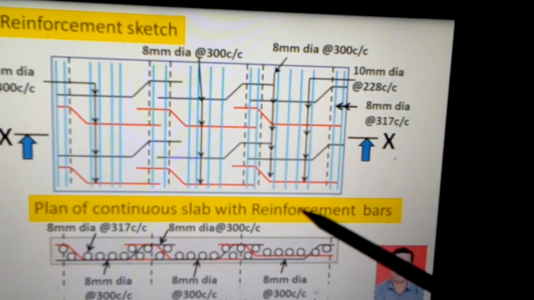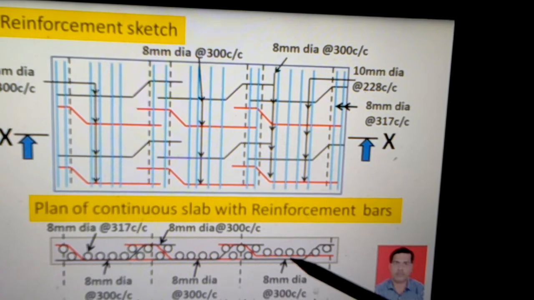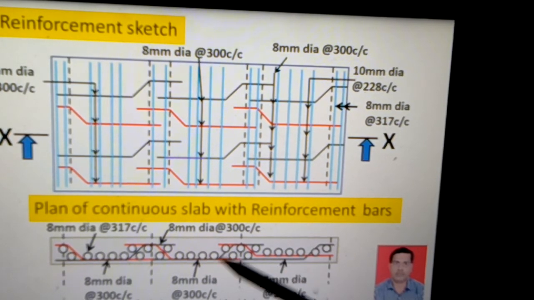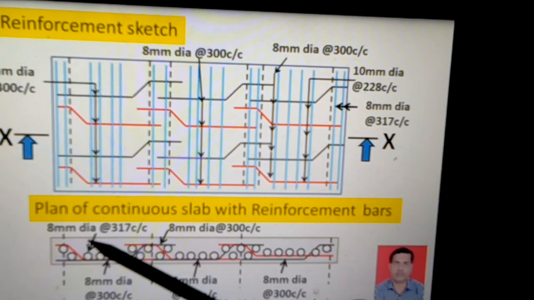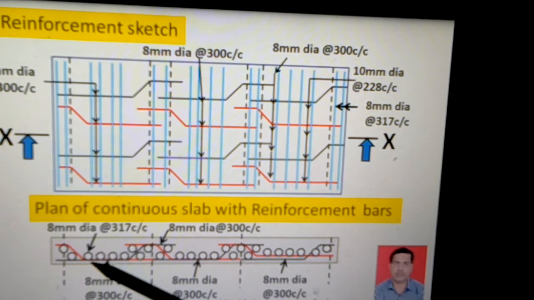So again the same diameter of bars has been shown here. These are the bottom bars, 8 mm dia, 300 mm center to center, and again here the same dia, same spacing, and the distribution bars are 8 mm dia, 317 mm center to center as shown. This is the same steel everywhere.